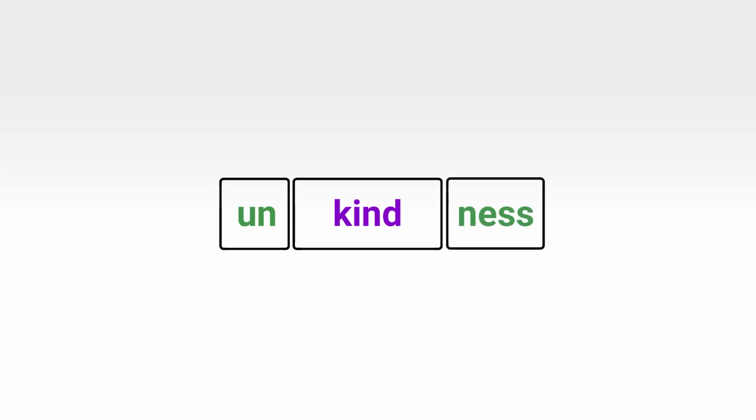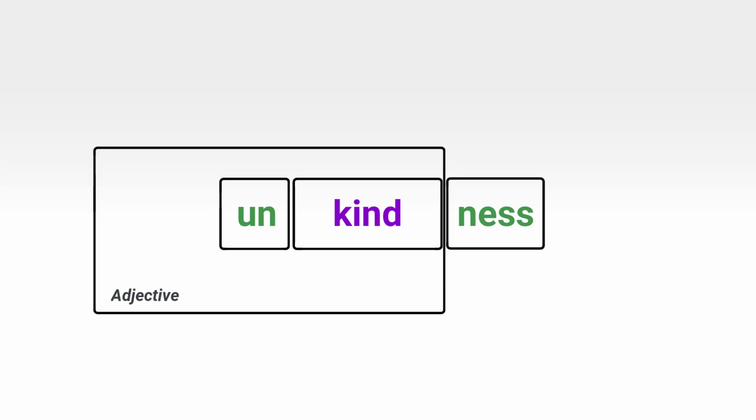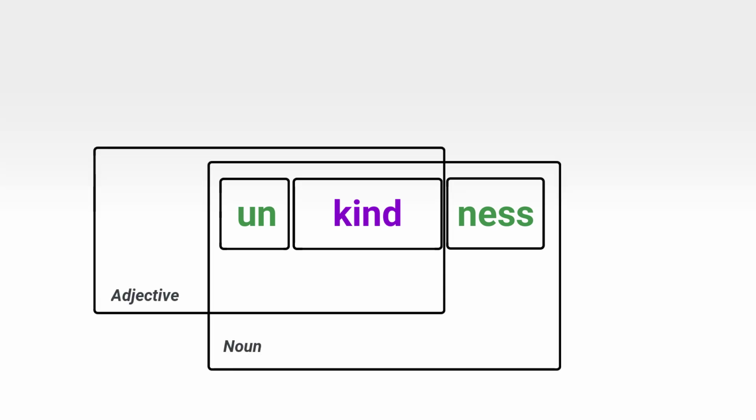Now we could add the prefix un to create unkind. We now have a word with 2 morphemes, and this new word means to not be nice to someone. We could add another morpheme, let's add ness to the end and create unkindness. We've now changed a descriptive word, the adjective unkind, into the act of being unkind itself. In other words, we've made the adjective a noun and we have a word with 3 morphemes.